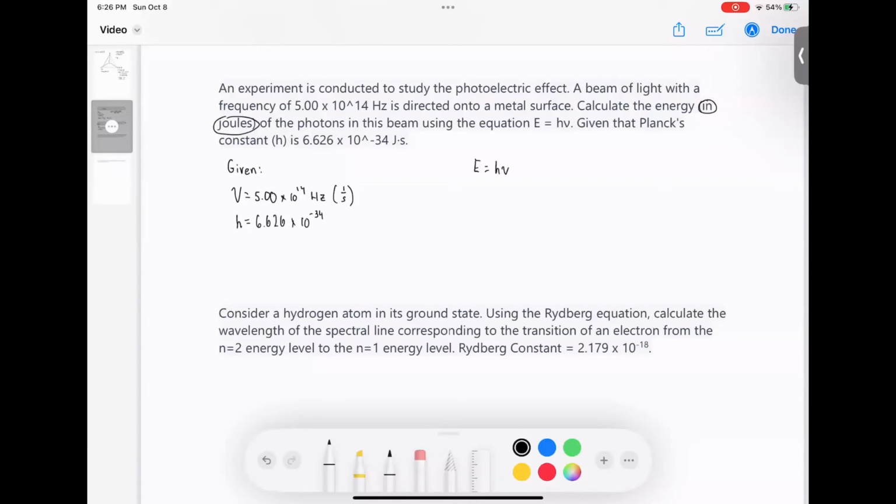Okay, does everything look right? Yes, it does. We have seconds and we have 1 over seconds there, so we know that will cancel, and we're looking for joules. That's perfect. Awesome. All right, so this is pretty easy. So we just plug it into the equation. 6.626 times 10 to the negative 34 joules times seconds. And then we put our frequency in there, 5.00 times 10 to the power 14th, 1 over seconds. Seconds and 1 over seconds cancel, and we are left with just joules. Excellent. Go ahead and calculate that out and see if you get something that makes sense.